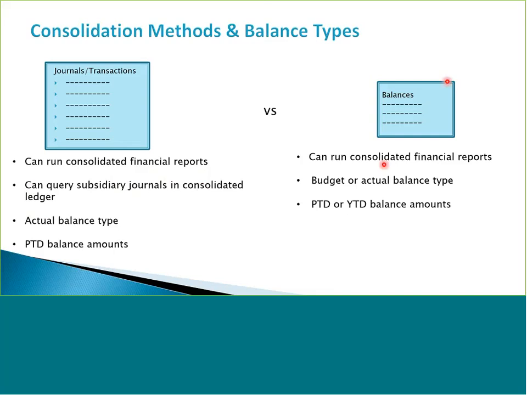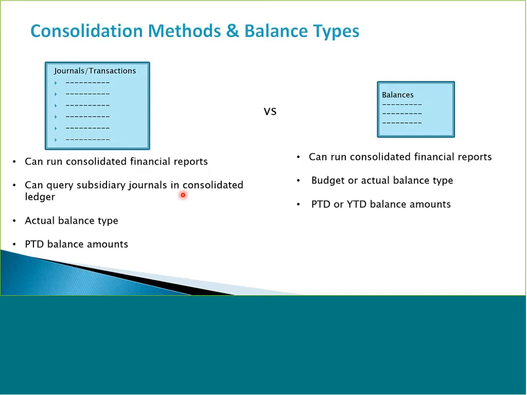However, since for the balances method you're only transferring the summaries or the balances, you cannot query the individual journals, since you did not transfer that information.